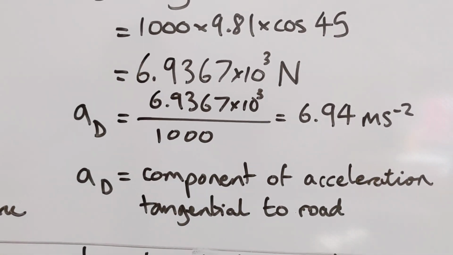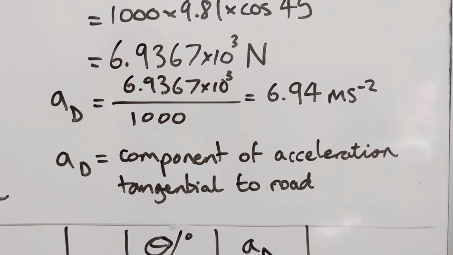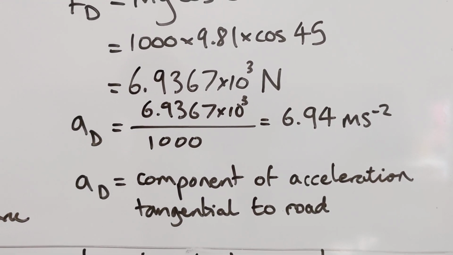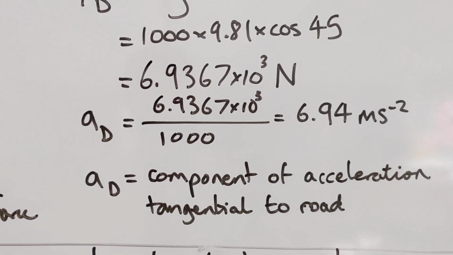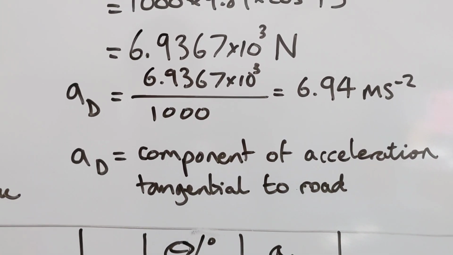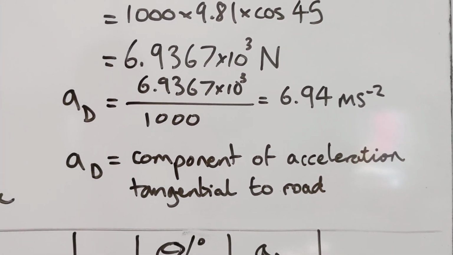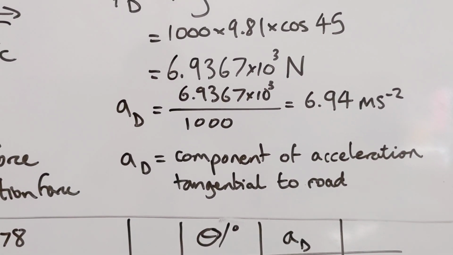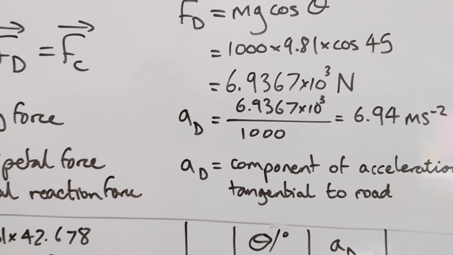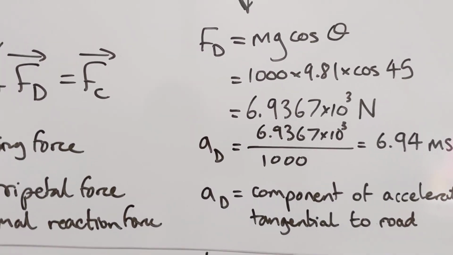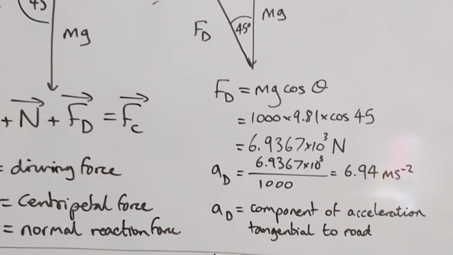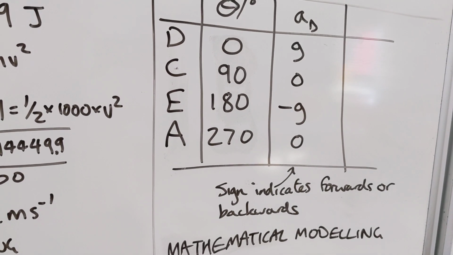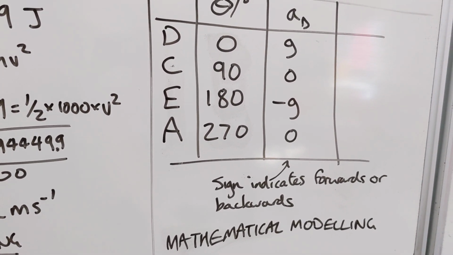A slightly quicker approach, mathematical modelling, I would say, because you just look at the numbers and just pick an equation based on the numbers. And again, that's the component of acceleration tangential to the road. Now, that's the answer to the question, by the way. That was it. That's what I wanted. And you can get that either way, either by considering the force vectors or by simply mathematically modelling what the data is showing you.